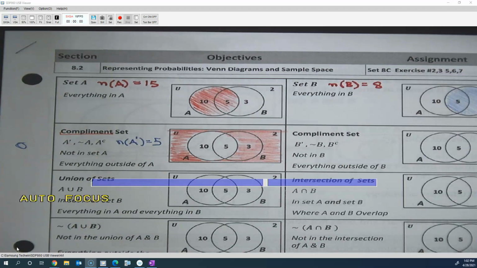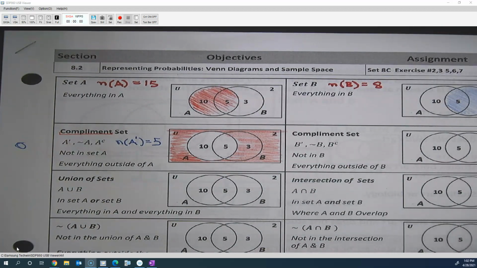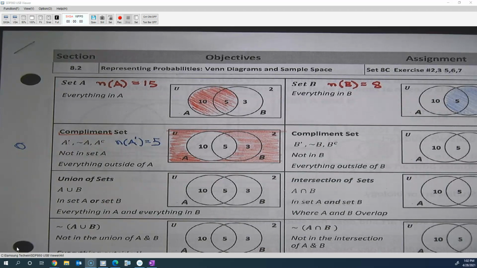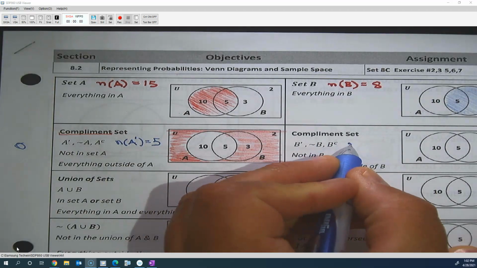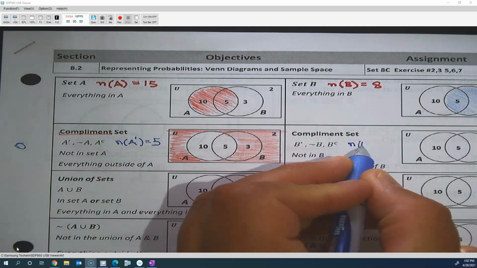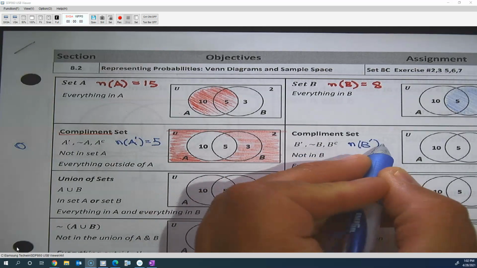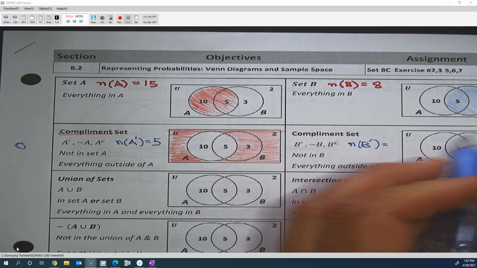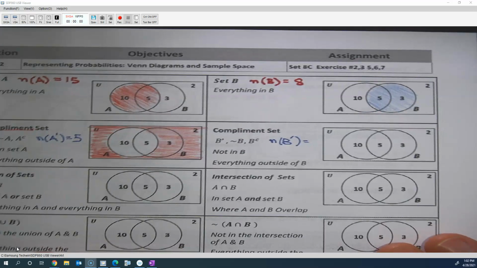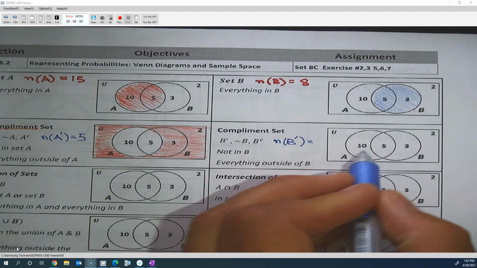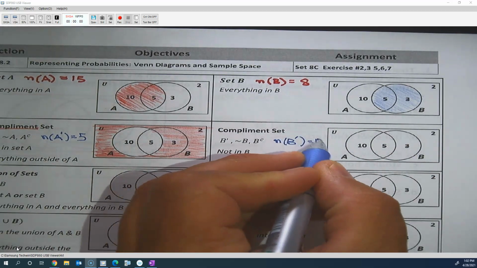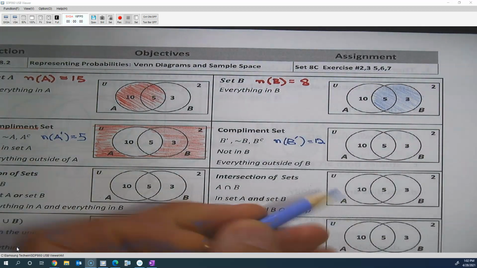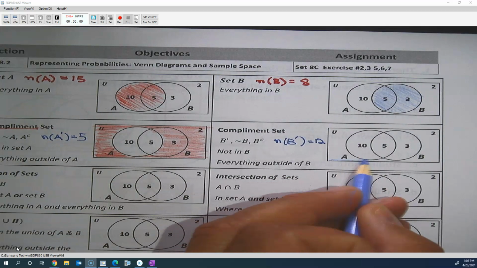And then over here, complement of B, everything that's not in B, and that would be how much? 12. Okay, so the number in not B is going to be 10, and the 2 over here, 10 and 2, so that would be 12. And our not B is everything outside of that.